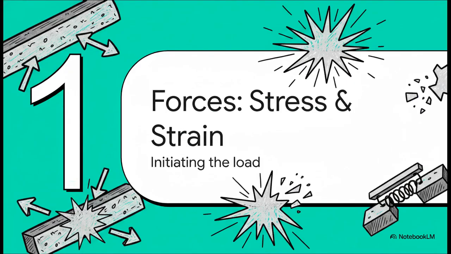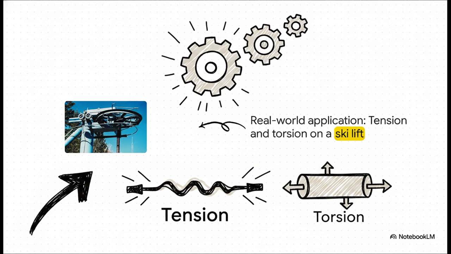Starting things off with Section 1, Forces, specifically looking at stress and strain. To start right at stage 1 and really ground this physics in reality, picture this. You're dangling high up in the air on a ski lift. The structure holding you up is experiencing some massive mechanical forces, because obviously before a material can bend or break, it has to actually be subjected to a force. The cable itself is under simple tension, a pulling force that's trying to stretch it out. Meanwhile, the drive shaft operating the whole lift is experiencing torsion, which is more of a twisting, shear force.